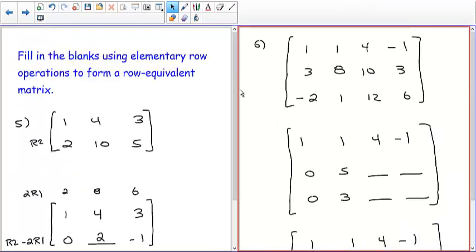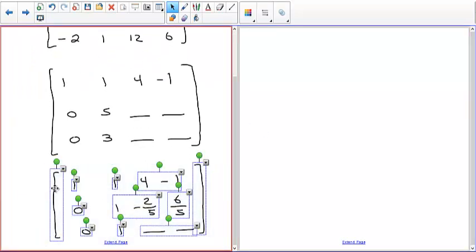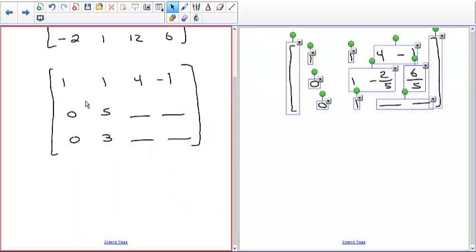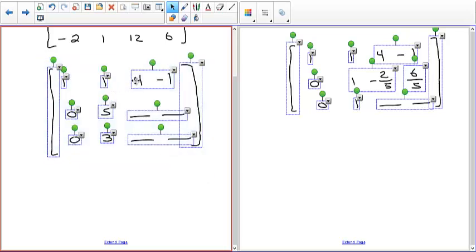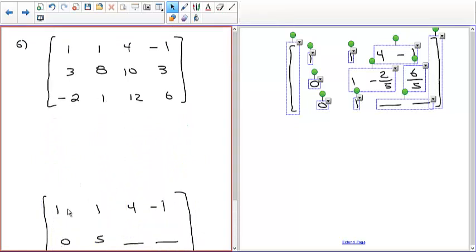Okay, the next one is a little more complicated. You can see the first row is the same. And what I'm going to do, I think, is move this over to the next page, and move this down. And look what we need to do. The first row is the same, and again it has a 1 here, which is always important. If this were not a 1, then we would do something to make it a 1 by dividing everything by whatever, and we'll get to that later.